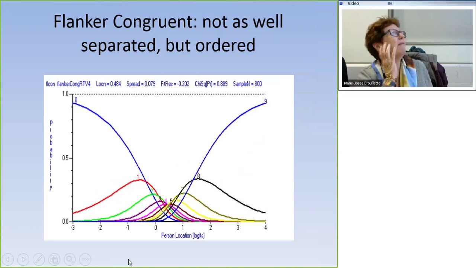This is the flanker congruent. Now, it's not as well-performing, but all of the items are ordered. So we decided not to just create 3 categories. In other applications, people could have just said, okay, I'm just lumping all this mess in the middle. But they were at least ordered. Our rule was to try and keep as much granularity as possible because we were worried about the person separation index. And in fact, we did gain some by keeping the granularity.